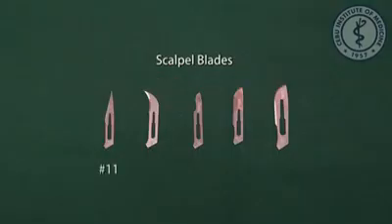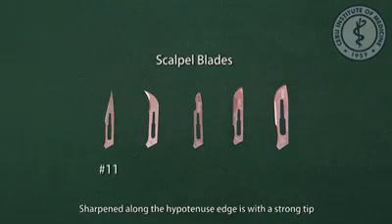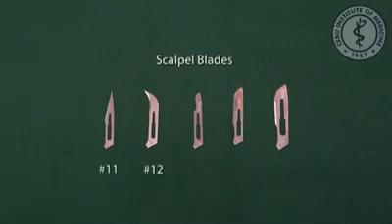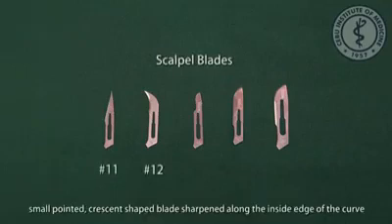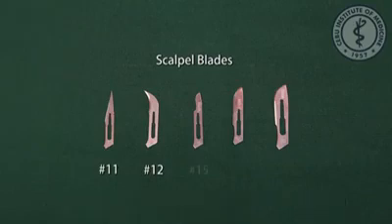Blade number 11, also known as the stab knife, with its elongated triangular blade sharpened along the hypotenuse edge, with a strong pointed tip. Blade number 12, a small, pointed, crescent-shaped blade sharpened along the inside edge of the curve, utilized as a suture cutter but also for arteriotomies, carotid surgeries, and ureteral lithotomies.